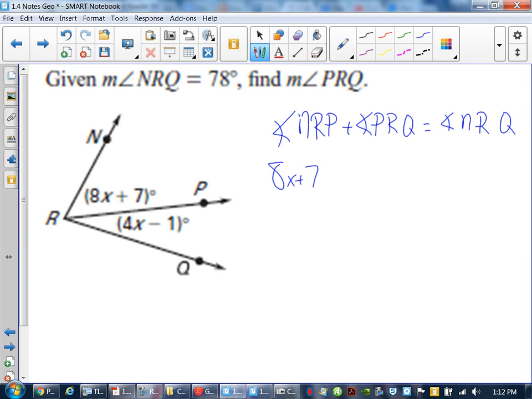Angle PRQ is 4x minus 1. And then angle NRQ, according to the problem, is 78. And now it's a matter of filling in the blanks. So on one side of the equation, we can combine like terms. So we get 8x and 4x is how much? 12x. 7 minus 1 is 6. 12x plus 6 is 78.